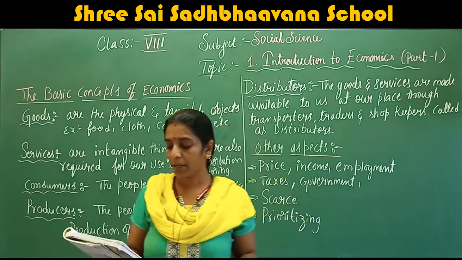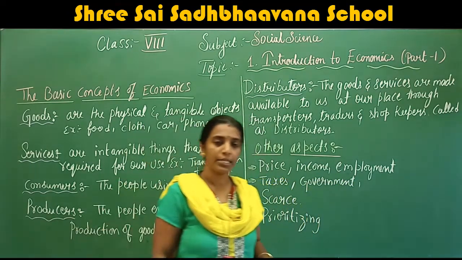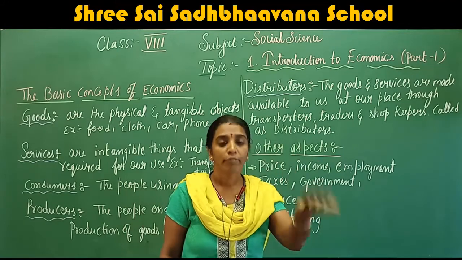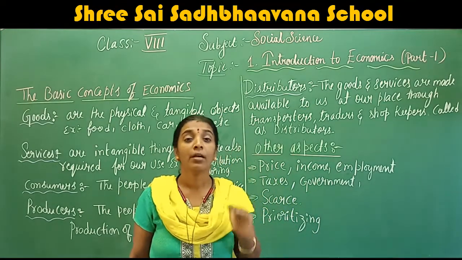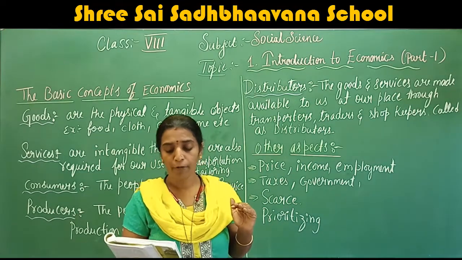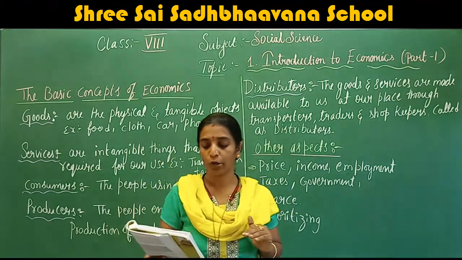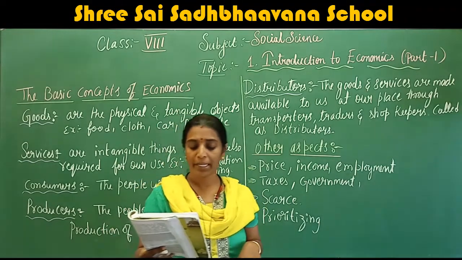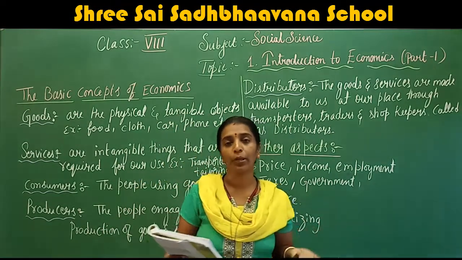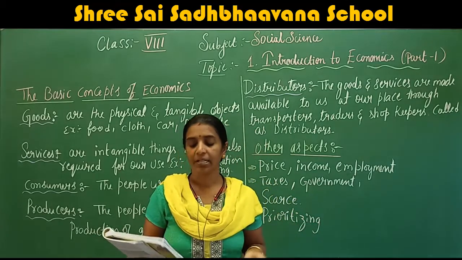The income we spend on the purchase of goods and services becomes the income of producers and distributors. There is also the government, which is responsible for maintaining law and order and providing some common basic facilities like roads, electricity, and internal and external security.